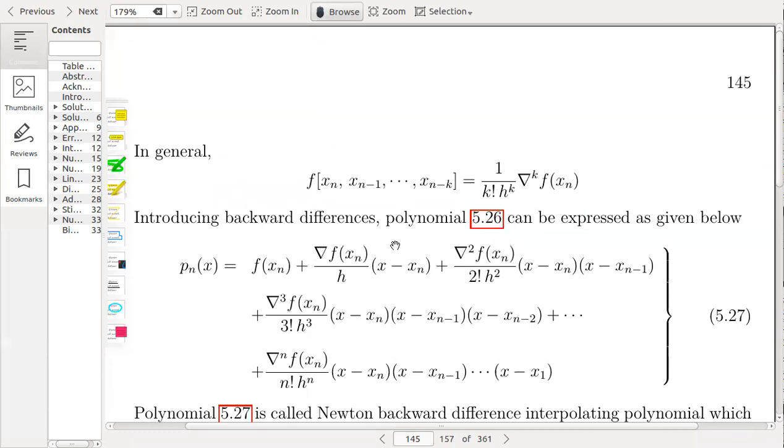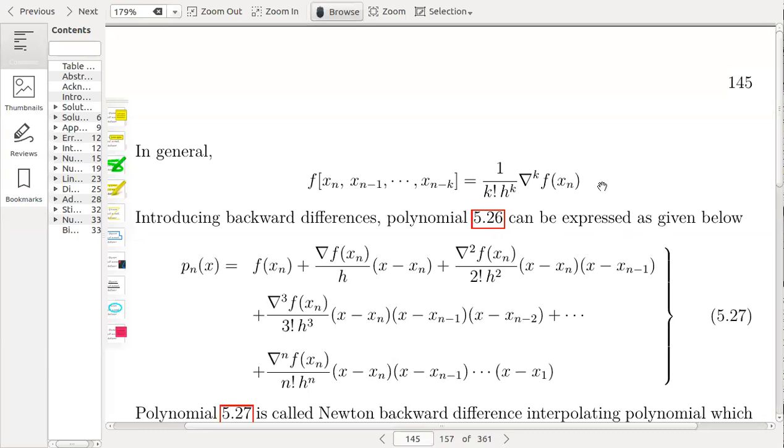Introducing backward differences, the polynomial can be expressed as given below. Pn of x is equal to f of xn plus nabla f of xn over h times x minus xn, plus nabla square f of xn over 2 factorial h square times x minus xn into x minus xn minus 1, plus nabla cube f of xn over 3 factorial h cube times x minus xn, x minus xn minus 1, into x minus xn minus 2, plus so on, plus nabla n f of xn over n factorial h n into x minus xn, x minus xn minus 1, and so on to x minus x1.